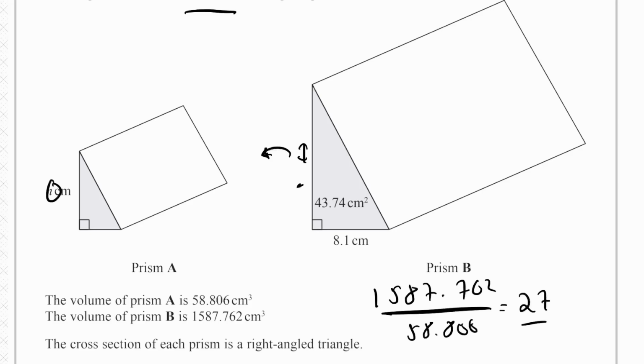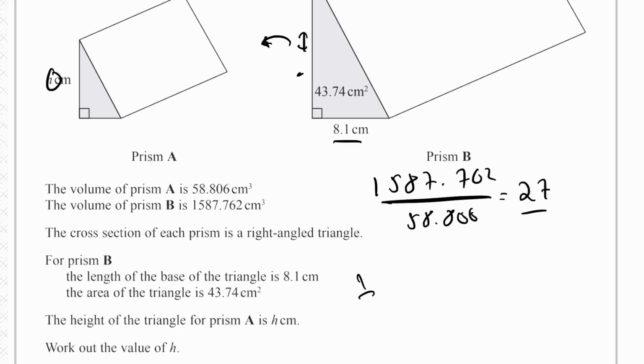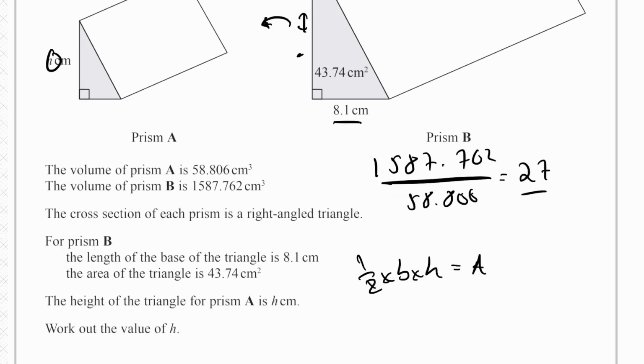So we can use Pythagoras' theorem for this, or in fact we can just use the area of a triangle formula for this because we've got the base, and we know that the formula is a half times base times height is going to be equal to the area. And so we can plug in our numbers.